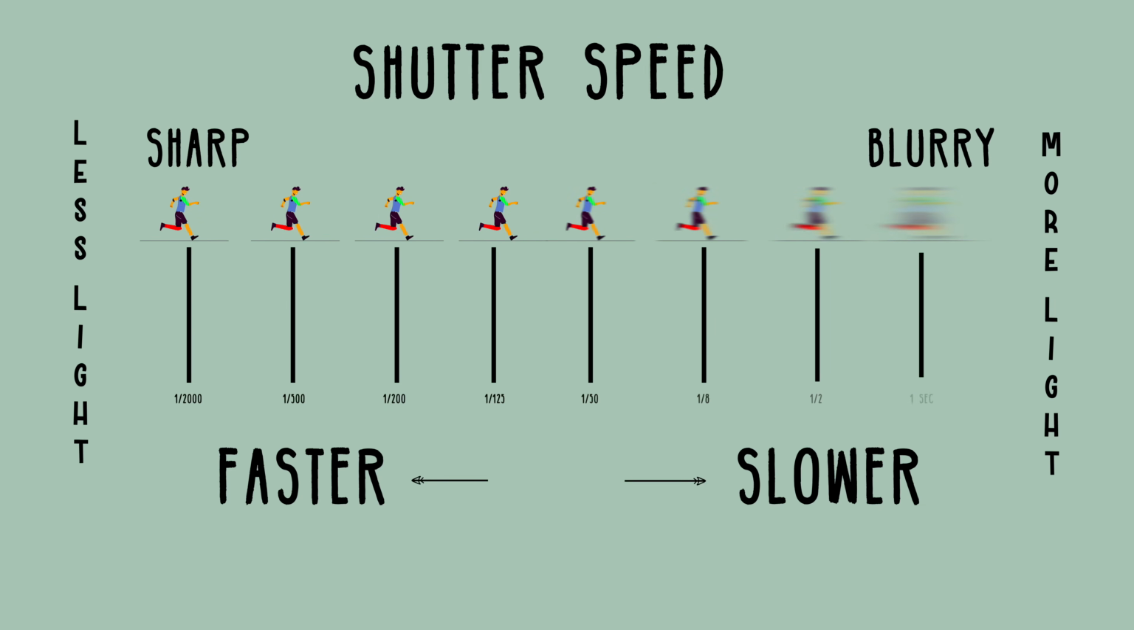Now, jumping over to shutter speed. Shutter speed is the amount of time that the shutter remains open. It is measured in seconds or fractions of a second. Now, shutter speed is important for capturing motion in your photos.